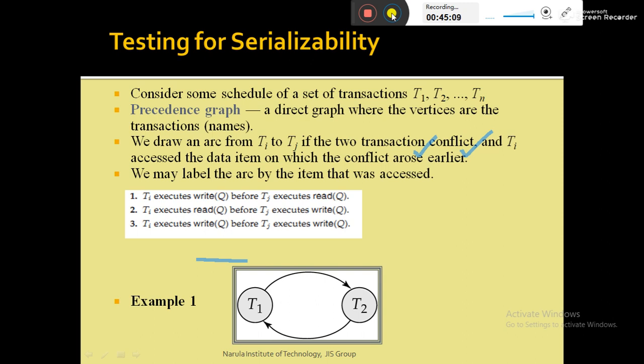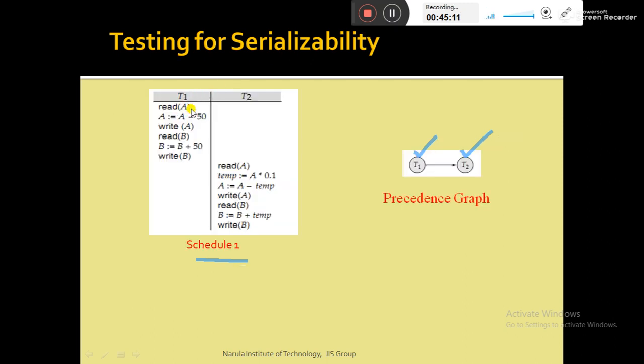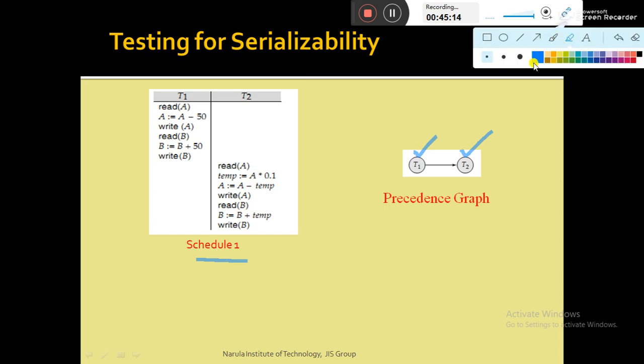So go to the example. If you consider data item A, read A is performed by T1, and then write A is performed by T2. So that means the edge should be from T1 to T2. Also, in a simpler way, you can check that as all the instructions of T1 appear before transaction T2, that means T1 executes first, then T2 executes.